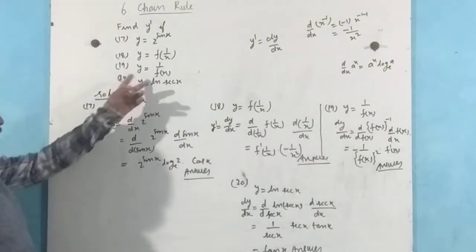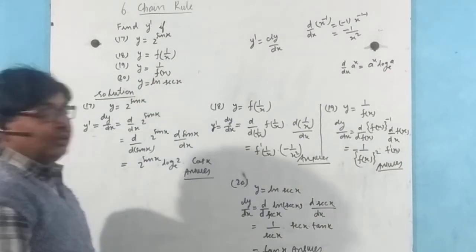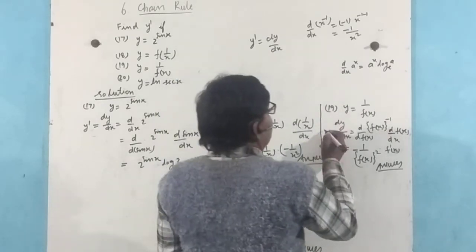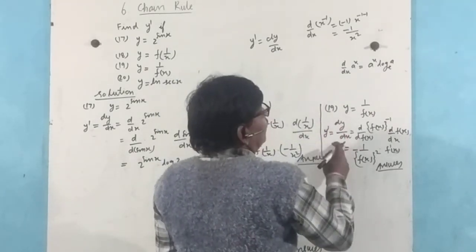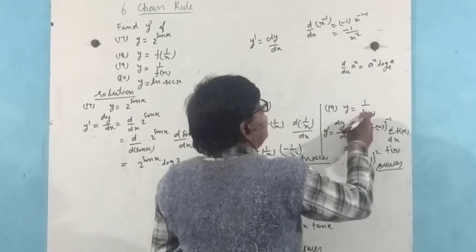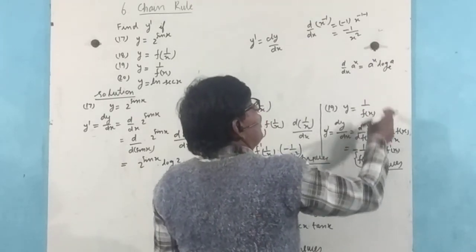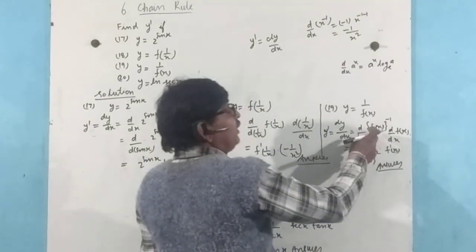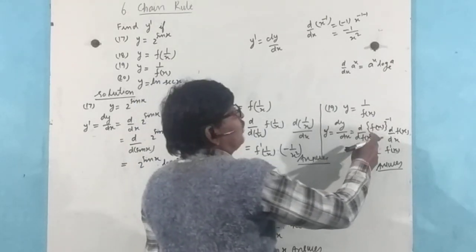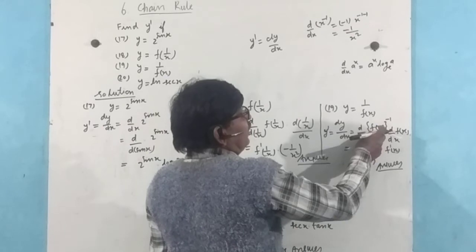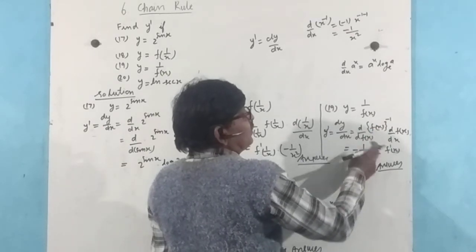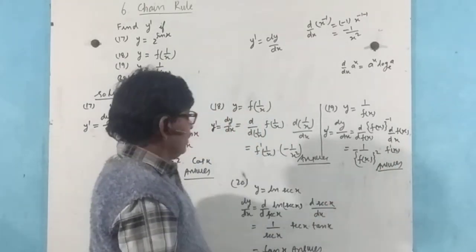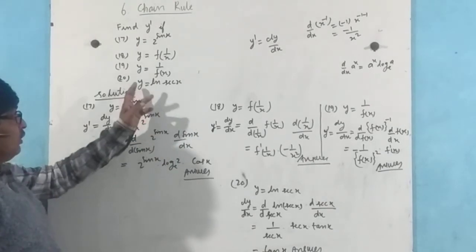Now question number 19. y is equal to 1 by f x. Here y is equal to 1 by f x, dy by dx, y dash is equal to d by dx of f x to the power minus 1 and d of f x. Now d of x to the power n is equal to n x to the power n minus 1. In a similar way, this is also equal to minus 1 by f x square and d by dx f x is equal to f dash x. This is the answer.